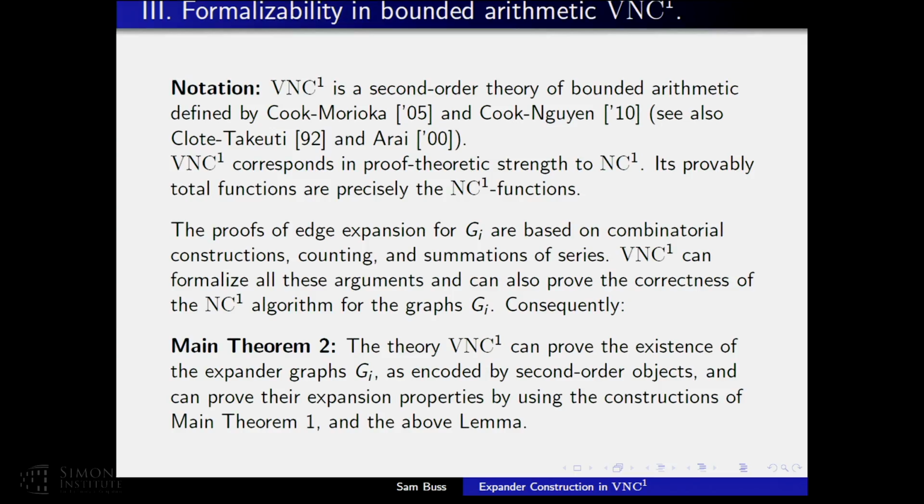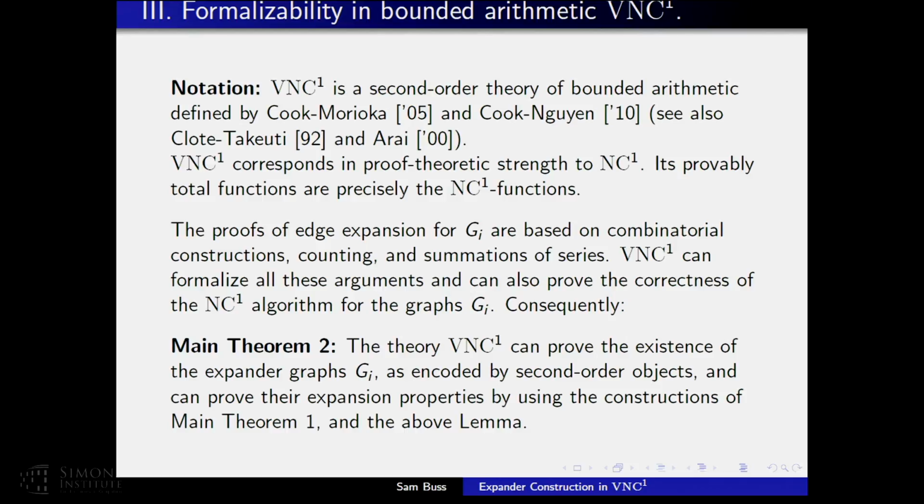The kind of constructions that are needed are simple combinatorics, like counting the size of a set of vertices, and adding up series. Adding up series is adding up polynomially many things. This can be done with polynomial size formulas using, say, carry-save addition, from classic results from the early 60s, with NC1 formulas. All these things and their properties can be proved in VNC1, and it can carry out the entire argument from the previous slides.